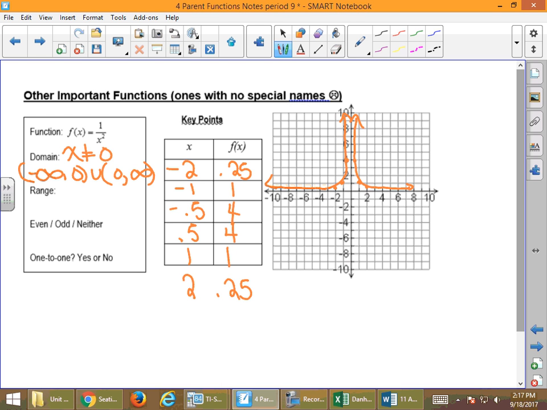Our range. Oftentimes when we're dealing with range, we're asking ourselves, do we have a high point, do we have a low point in the graph? Well, our graph never goes below the x-axis, so our range is going to be from 0 to infinity. It doesn't touch the x-axis either, so we're going to have parentheses on there. So no name. 1 over x squared is that function.